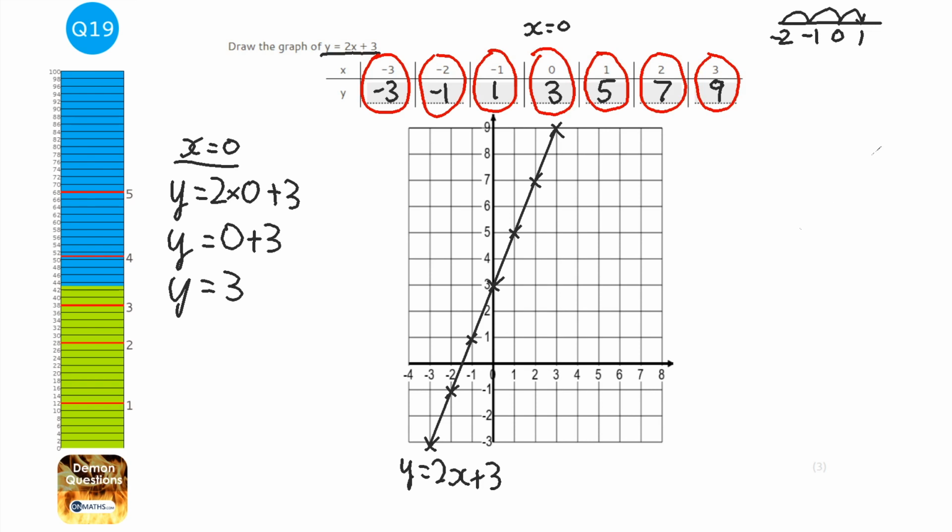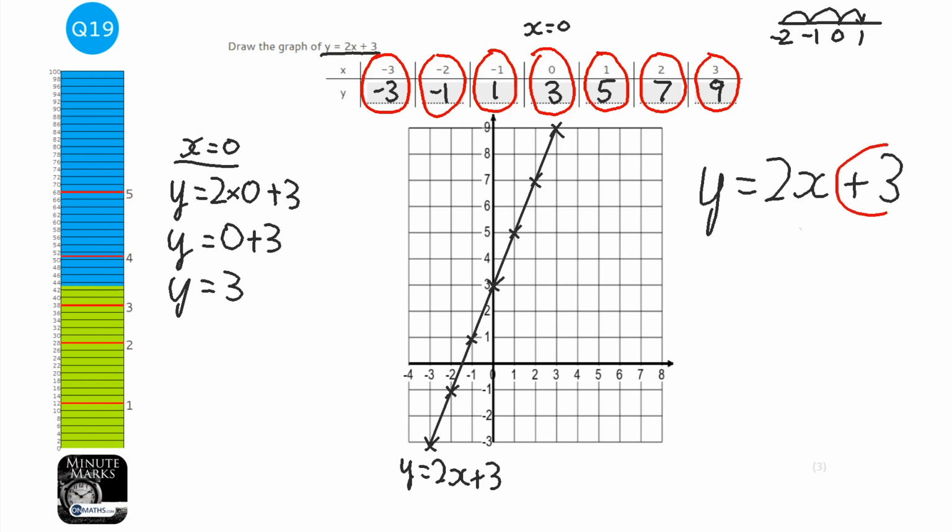Now I said there was a quicker way of doing this. If you have a look at the graph, the equation, y equals 2x plus 3. This plus 3 tells us where it's going to hit the y-axis. So I can plot that one straight away.